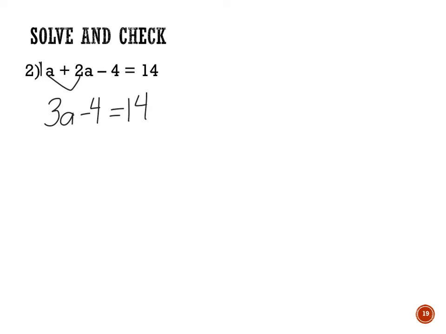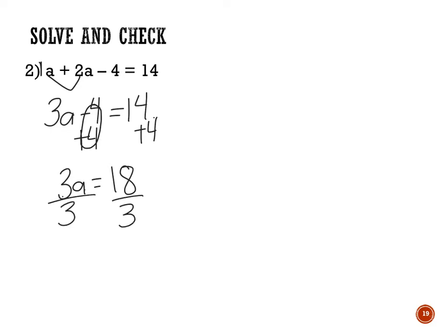My next step is I'm going to add 4 to both sides because the inverse of negative 4 would be positive 4. So negative 4 plus 4 equals 0, and plus 4 over here. So I have 3a equals 14 plus 4, which is 18. I want a by itself, and since 3 and a are multiplication, I'm going to divide both sides by 3. 3 divided by 3 is 1. And that leaves me with a, and 18 divided by 3 is 6.